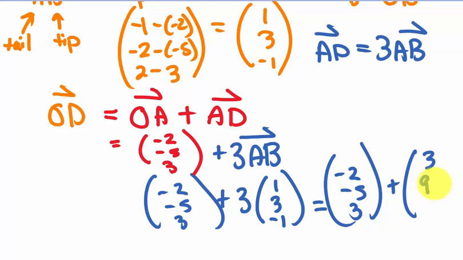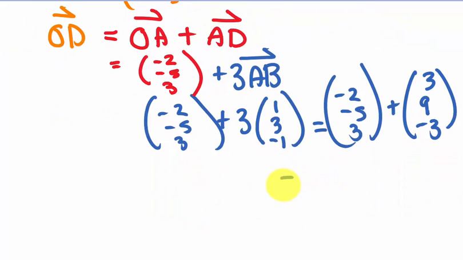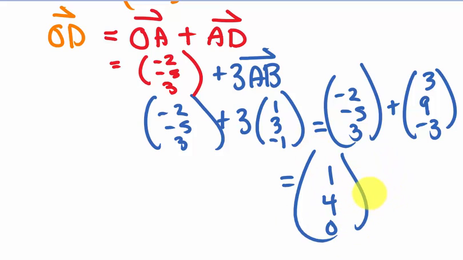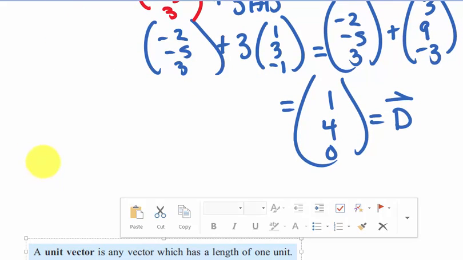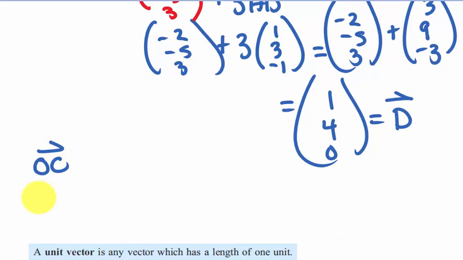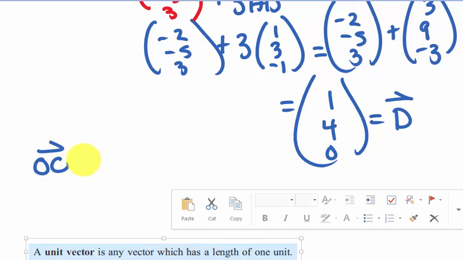Plus, so 3, 9, and -3. If we add those together, we get 1, 4, and 0, which is vector, whoops, not A, vector D. Now let's do the same thing for C. So again, we're trying to find from the origin to C.